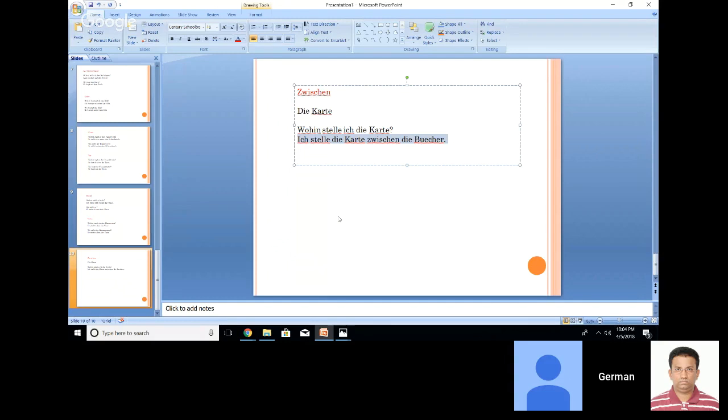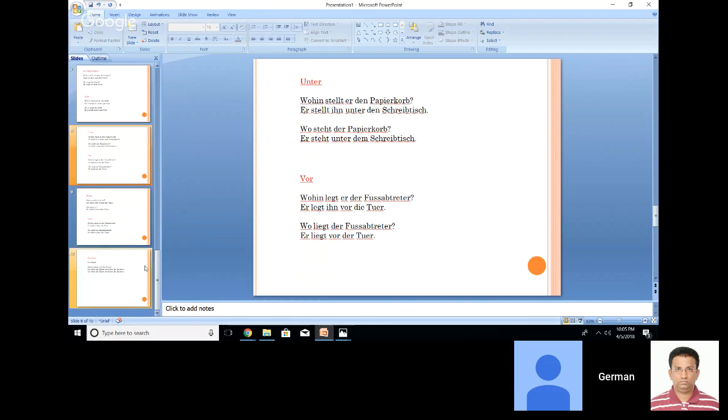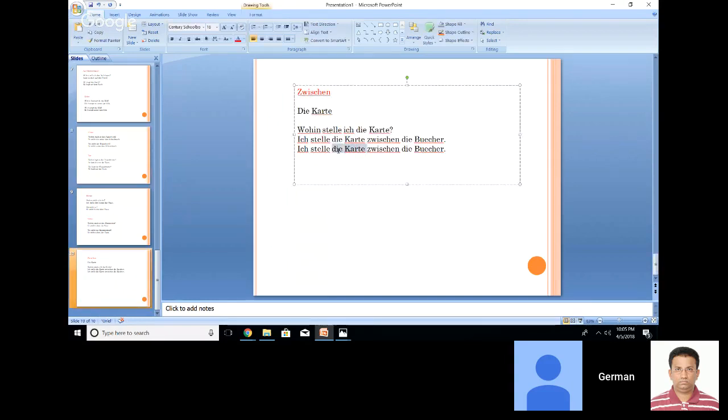Yes. So you can write the same sentence: Ich stelle sie zwischen die Bücher. Okay. When we are replacing, I never understood that we also have to associate that with the article. Now I understood. Okay, good. Thanks.